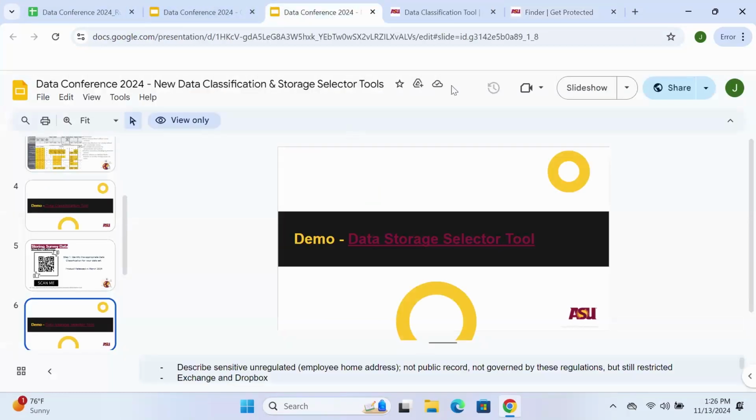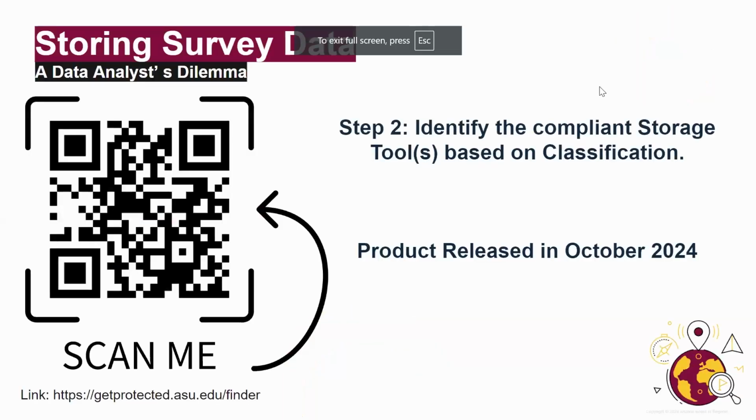So to finish up our exercise from before, now you can scan this link or go to getprotected.asu.edu/finder and use the information that you got from the data classification tool in the last step, fill it out and see which storage solutions are available to you that are compliant with the regulations that apply to your data. So I'll give you a minute to scan that. And in the meantime, do you have any questions about either of these tools?